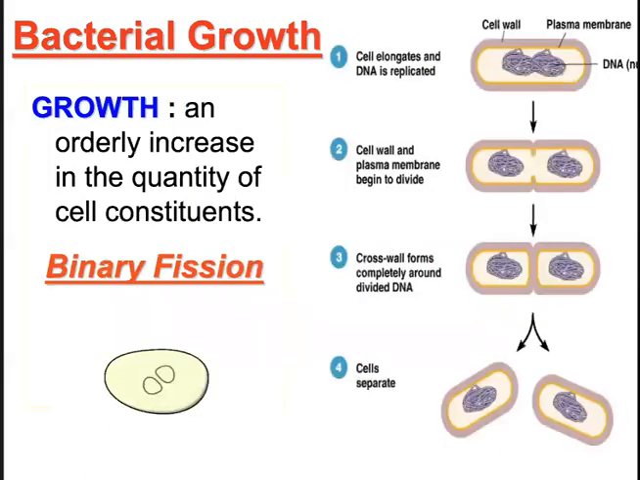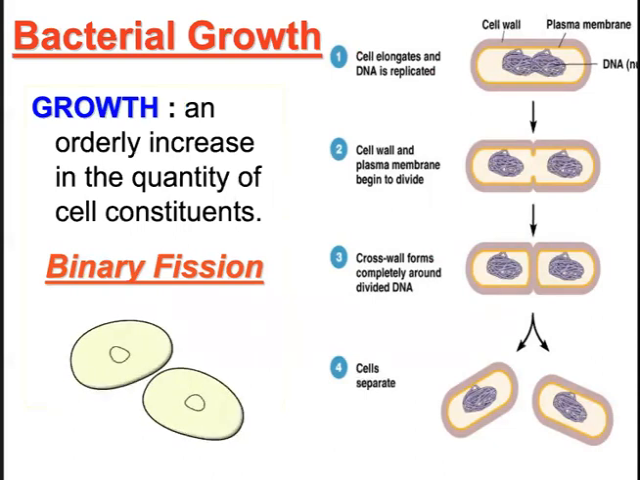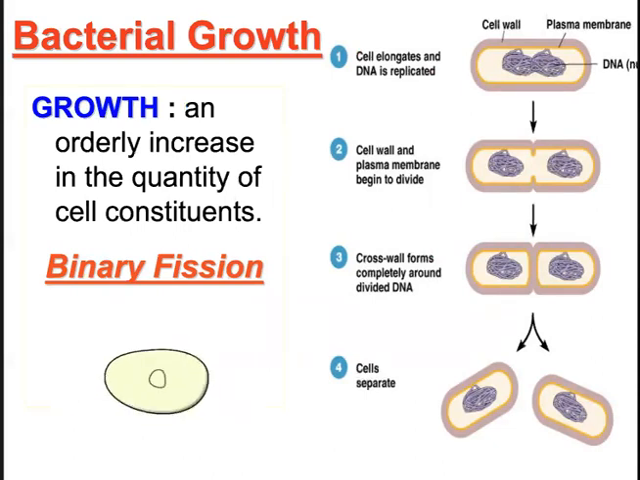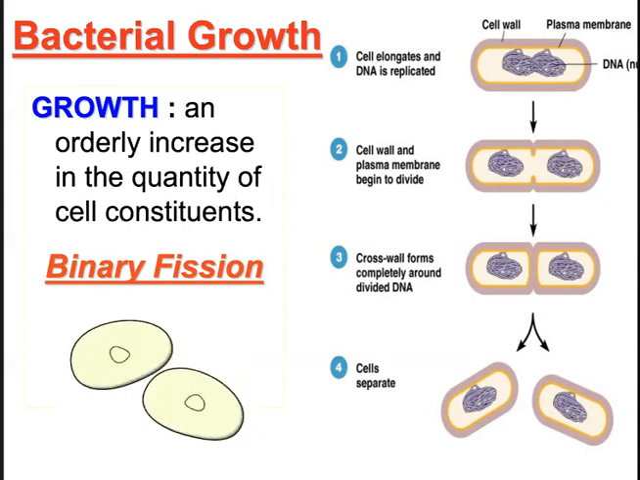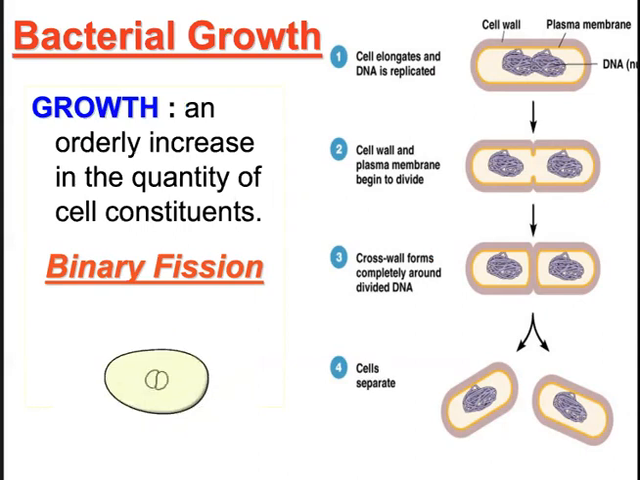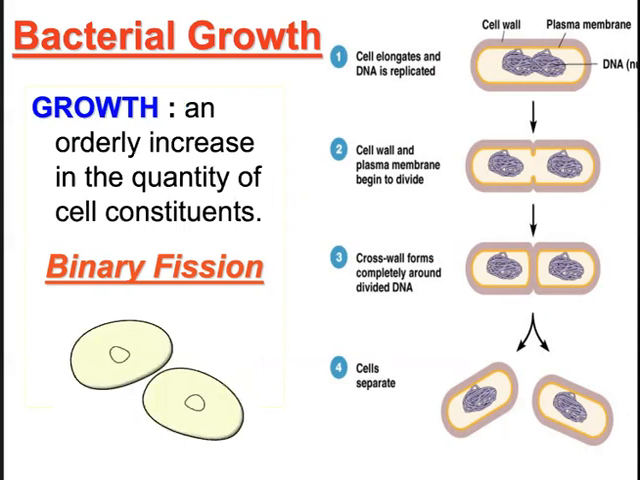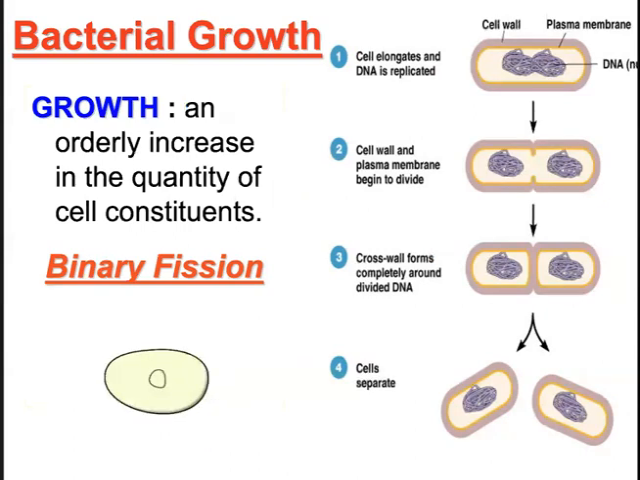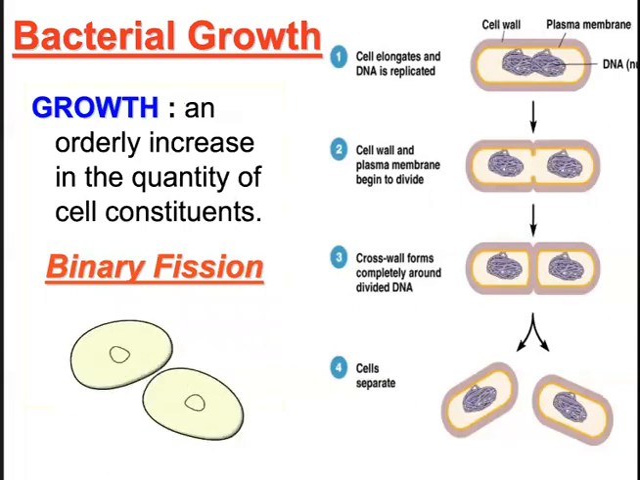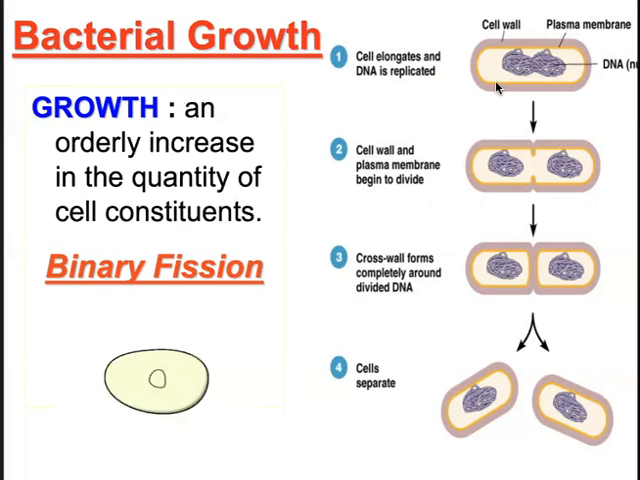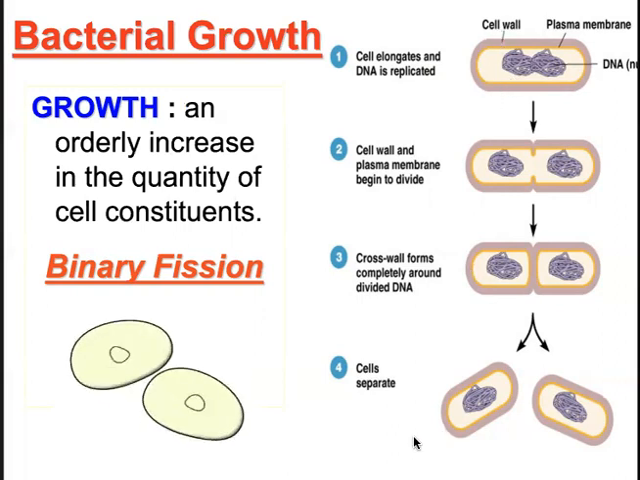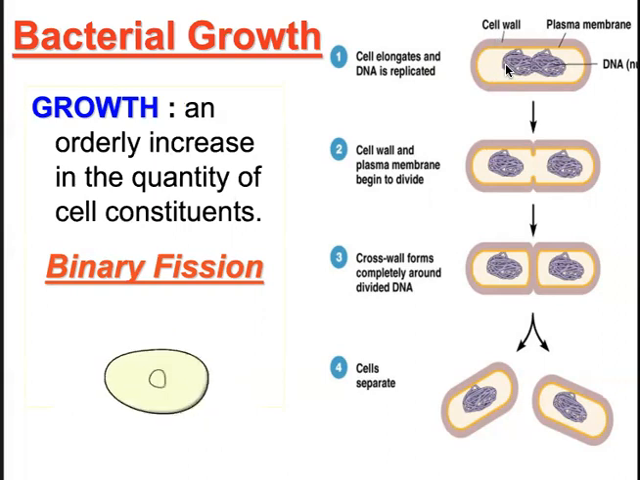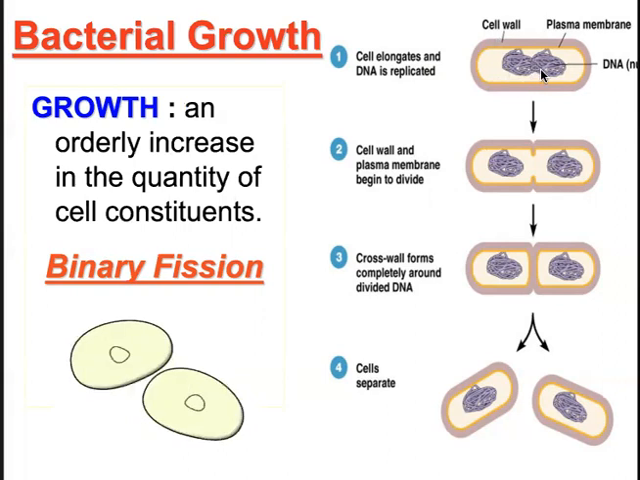Okay, so bacteria divides through binary fission. So mother cell divides into two daughter cells. So when we mean growth, there's an orderly increase in the quantity of the cell constituents, causing the cell to divide into two equal and similar cells. Okay, so binary fission simply occurs, as the illustration shows. So first step, the cell would elongate and the DNA is replicated. Nadodouble yung genetic material.